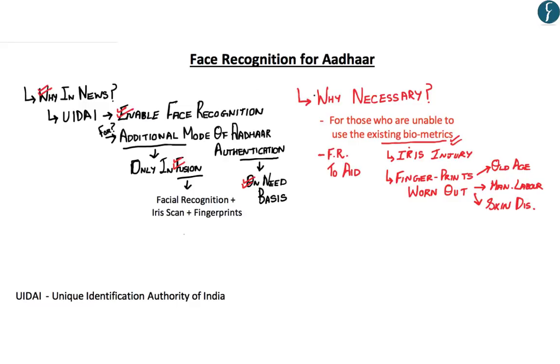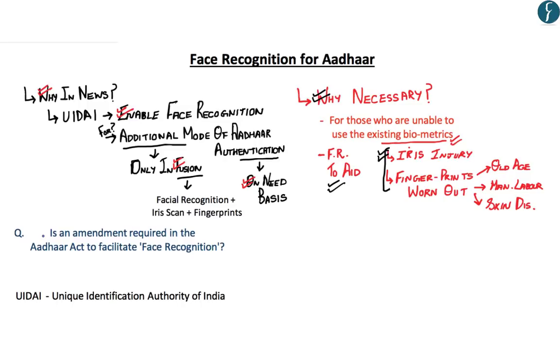Now, hopefully, up till here, you have understood why facial recognition for Aadhaar is necessary. You further understand why the existing biometrics have led to problems in forming Aadhaar cards for certain individuals and how facial recognition is supposed to help them. Now, let me ask you a question. Is an amendment required in the Aadhaar Act to facilitate face recognition? The answer to this would be a no.